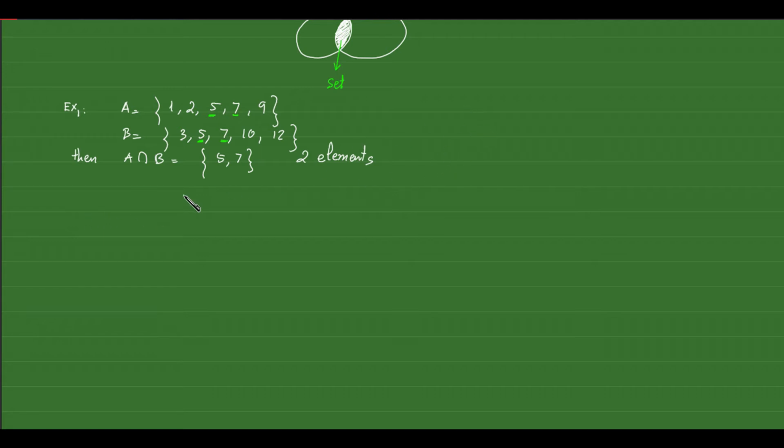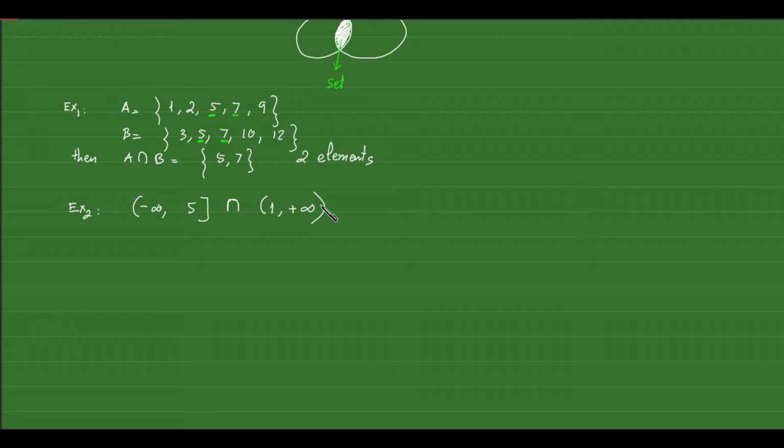How about this one? Example 2. What if I have two intervals? For example, I have the interval negative infinity to 5 bracket, and I want to find the intersection. I want to intersect it with another interval, for example 1 to positive infinity.